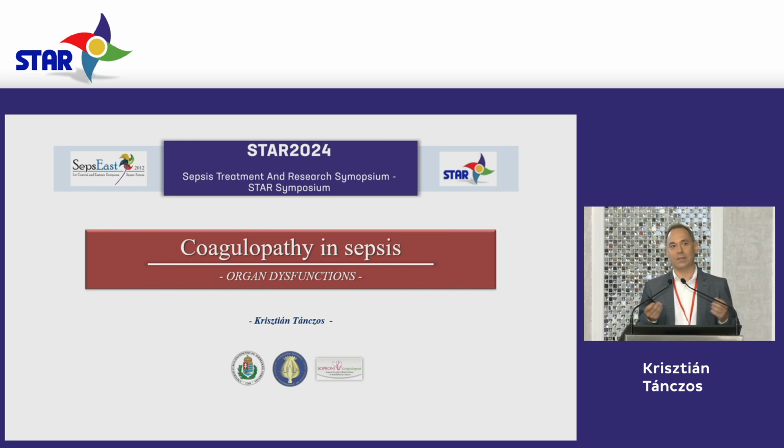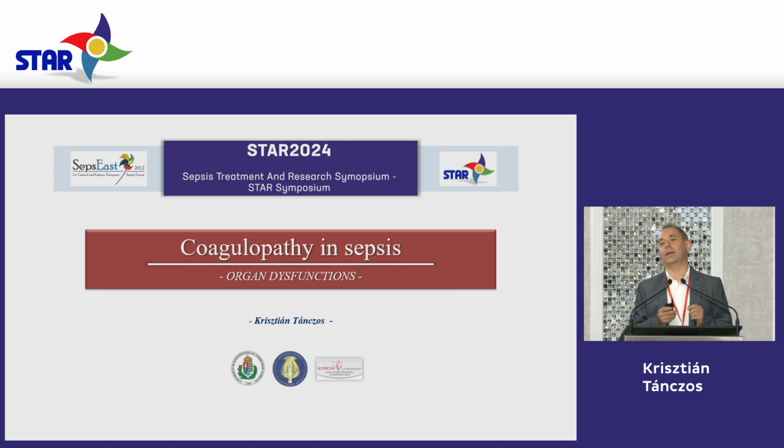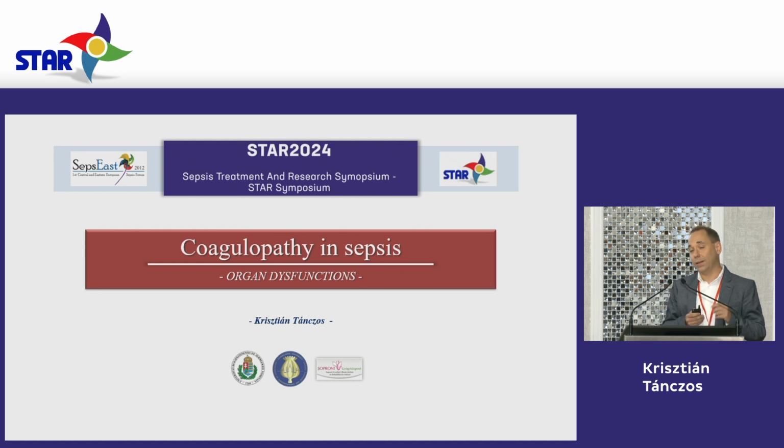We know that sepsis and septic shock is one of the more serious conditions. We deal with it in the ICU, but when you add the coagulopathy to the clinical picture, things can get even more complicated. So that's why I would like to talk today about the coagulopathy of sepsis, which is something we all have faced in the ICU, and it's not always easy to know the best way to manage it.